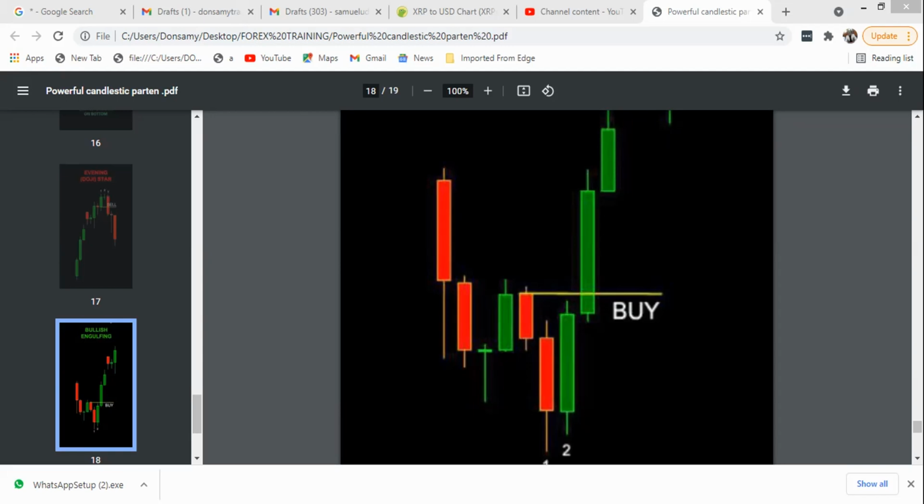You can trade candlesticks on support and resistance levels. And when we talk of support and resistance, we're talking of both the horizontal and the diagonal. The horizontal is the flat, the diagonal is the trend lines, the uptrend and the downtrend. So these are the things we are going to look at in our subsequent trainings.